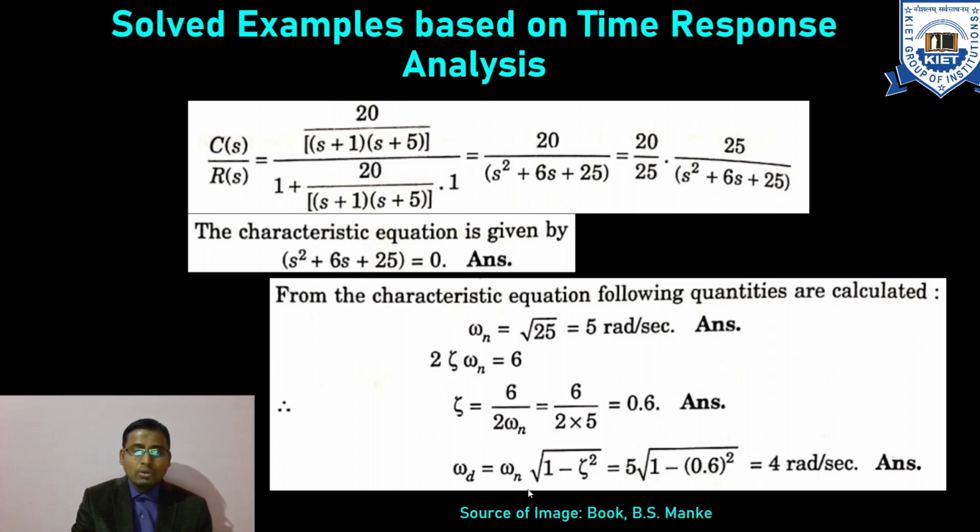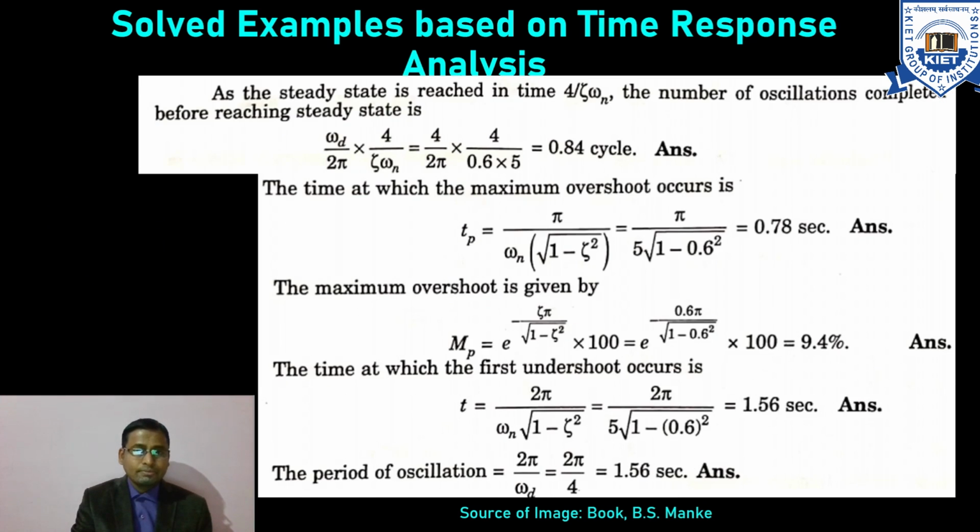Omega d is under root 1 minus zeta square into omega n. So after applying all the values we will get 4 radian per second, that is omega d. What is omega d? Omega d is the damped frequency of oscillations. Clear? Similarly, we can find out peak time, maximum overshoot, and the time of first undershoot occurrence. Okay. Now the period of this oscillation can be obtained by the use of equation 2 pi by omega d, that is 1.56 second.